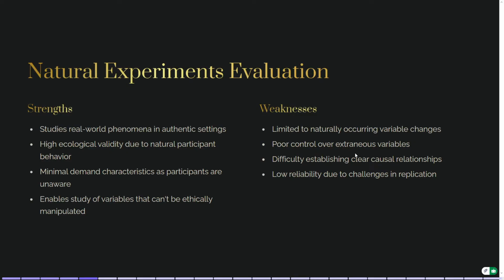So another one is poor control over extraneous variables, which shows that other factors can affect the study. Which means that it could be difficult to establish a clear causal relationship because there could be other factors. There is also low reliability due to challenges of replication. So replicating the natural environment of each individual can be difficult.